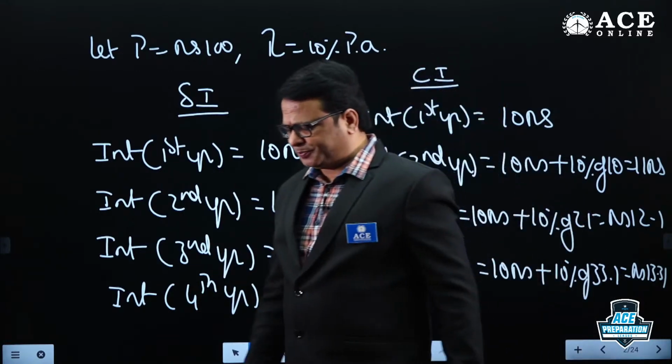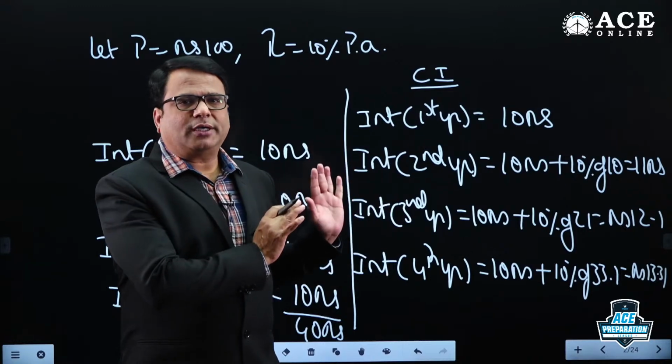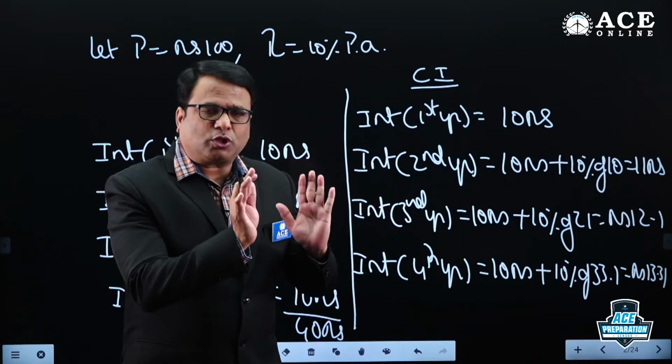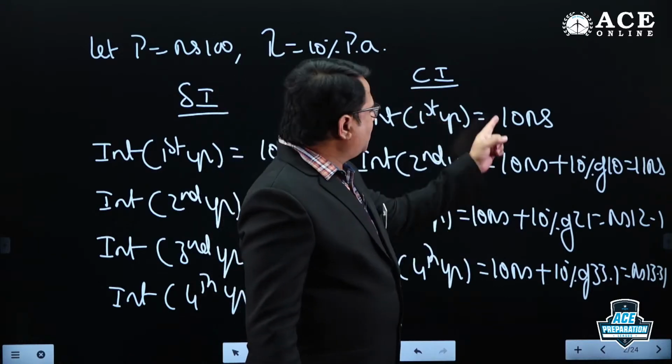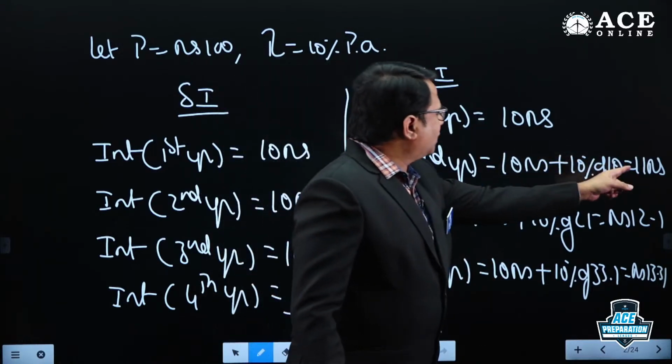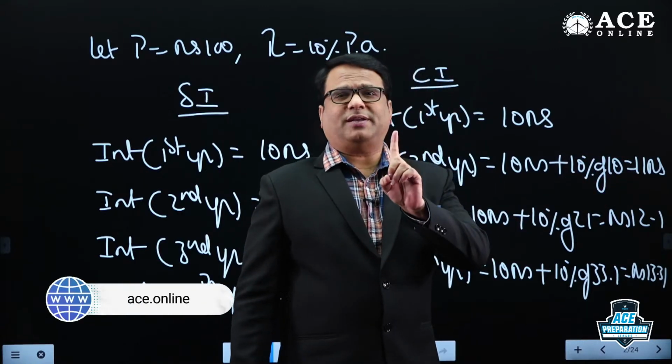Now, third point. Third point is only about compound interest. It is not related to simple interest. Now, what is the compound interest for first year? 10 rupees. Compound interest for second year? 11 rupees. What is the difference? 1 rupee is the difference.